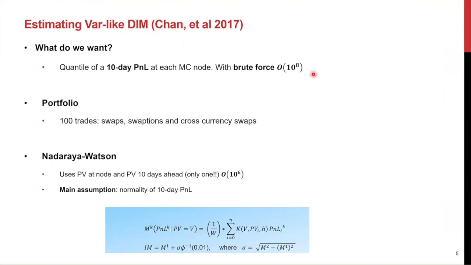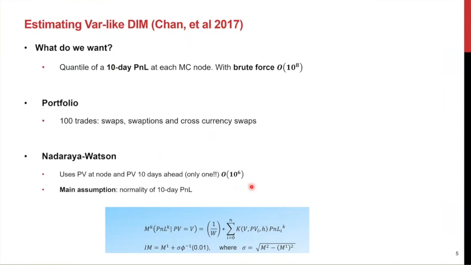They ran some tests on a portfolio of 100 trades, consisting of swaps, swaptions, and cross-currency swaps. They considered polynomial regression and also a really interesting type of non-parametric regression, which is called Nadaraya-Watson, which is quite flexible and has some nice properties. Now, in order to be able to run it, unfortunately, you rely on having a distribution of PVs at each node of the simulation, and also 10 days ahead of each node of the simulation. So basically, if you were considering the typical Monte Carlo simulation that we've been considering so far of 1 million nodes, you would need 2 million evaluations. So we're talking about an order of magnitude of 10 to the 6. If you've got it, great.